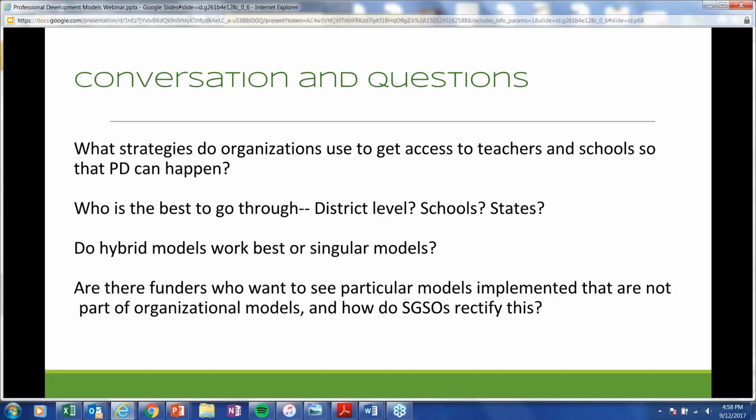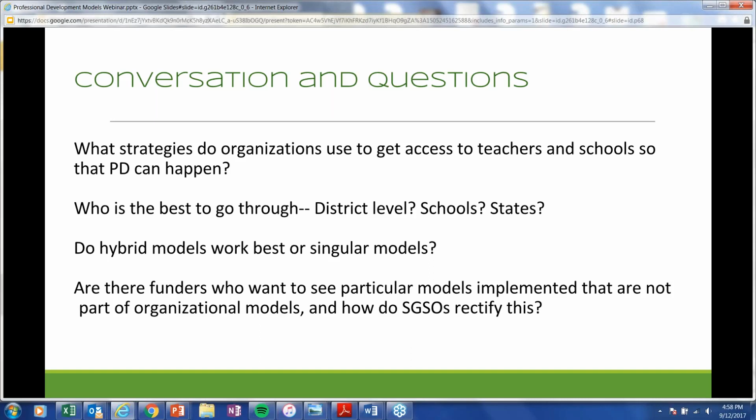Who's best to go through? Districts, schools, states? Depending on the organization, we found that there's not one answer. Do hybrid models or singular models work best? And one of the big things that came off of this was funding, right? How are all of these different pieces funded?